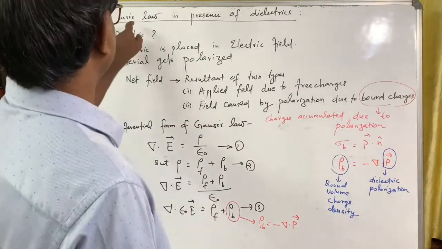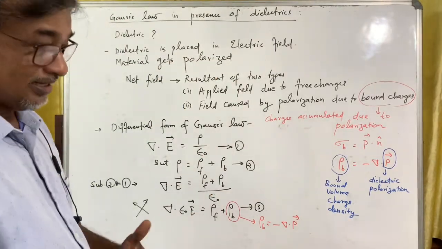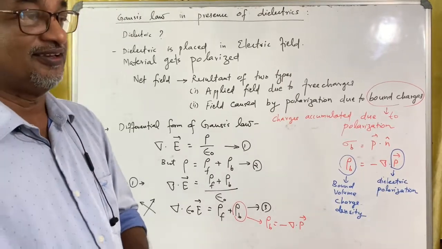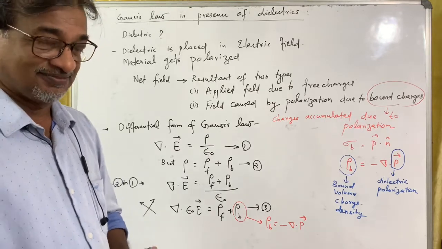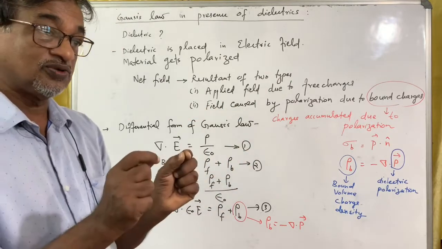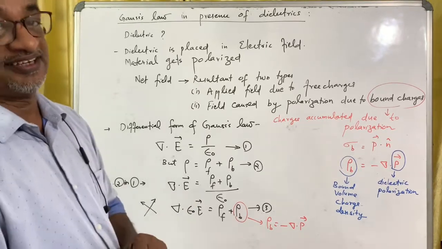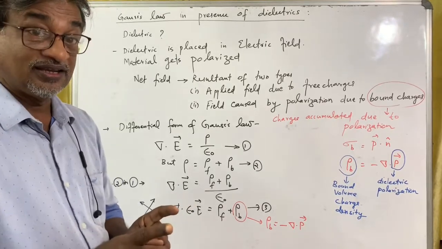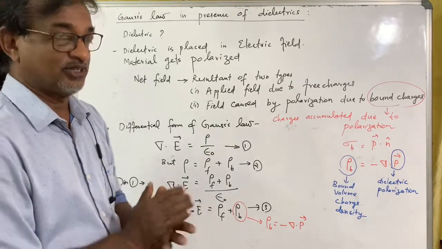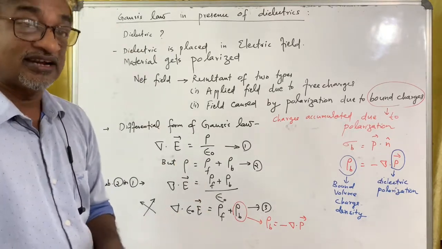Now let us discuss Gauss's law in the presence of dielectrics. What is the change of Gauss's law in the presence of a dielectric? At first, you just imagine what is meant by a dielectric. A dielectric is an insulator, but all insulators are not dielectrics. The insulators which show the property of polarization are called dielectrics. All insulators are not dielectrics, but all dielectrics are insulators.